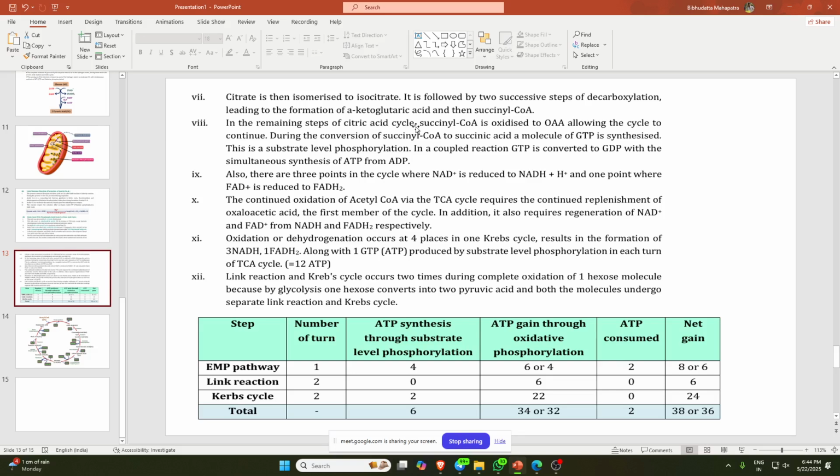In the remaining steps of the citric acid cycle, succinyl coenzyme A is oxidized to oxaloacetic acid, allowing the cycle to continue. During this conversion of succinyl coenzyme A to succinic acid, a molecule of GTP is synthesized. This is a substrate level phosphorylation. In a coupled reaction, GTP is converted to ATP with a simultaneous synthesis.